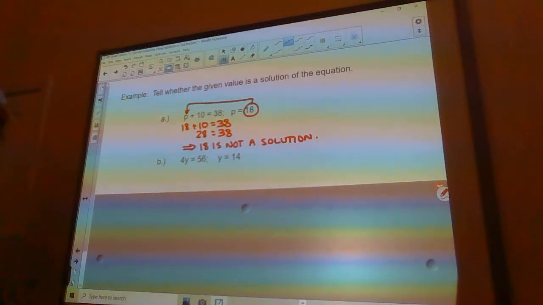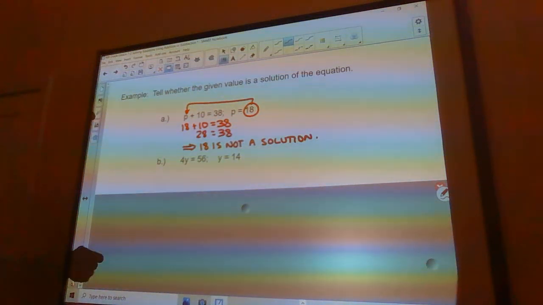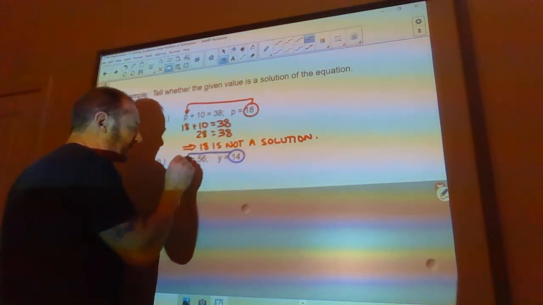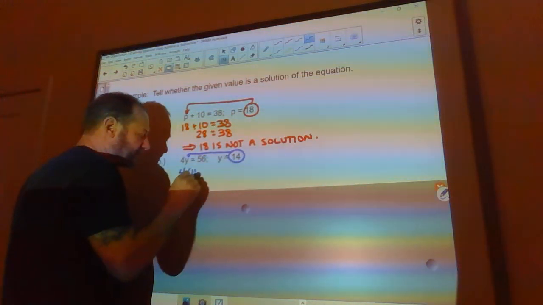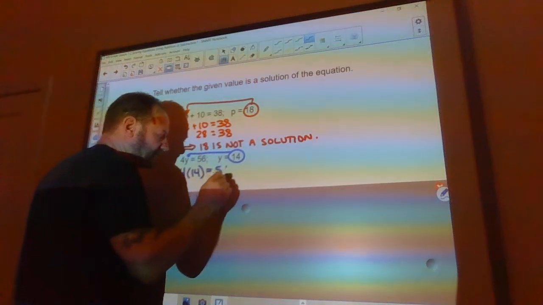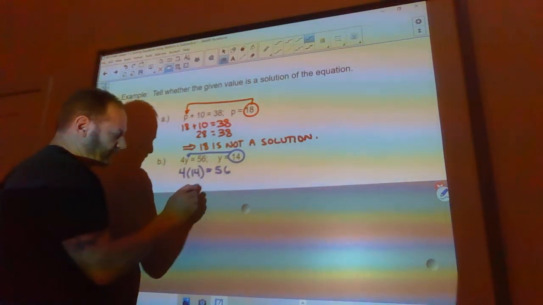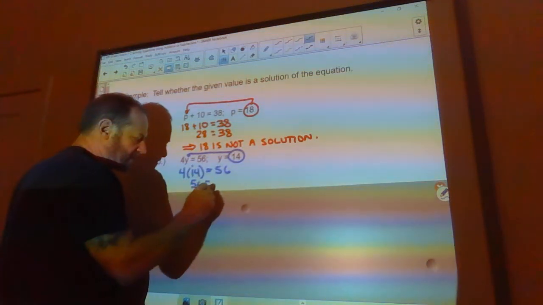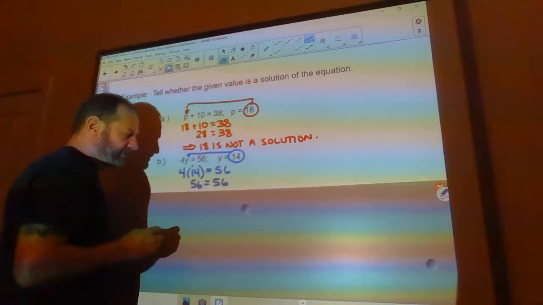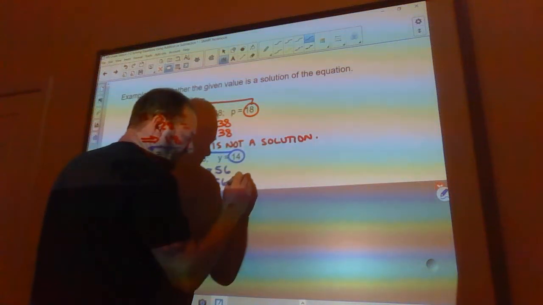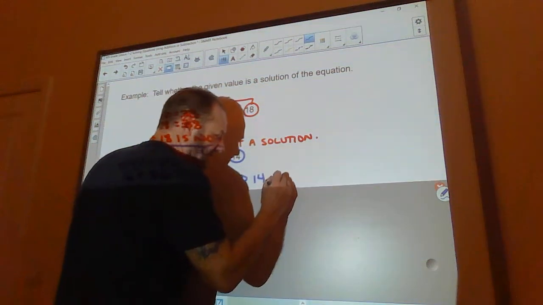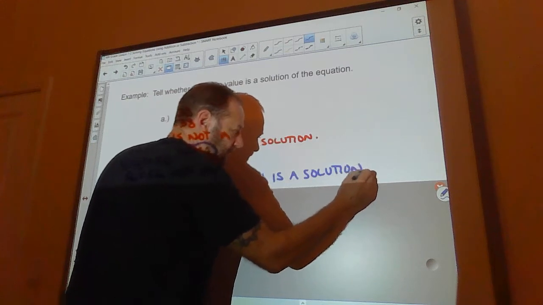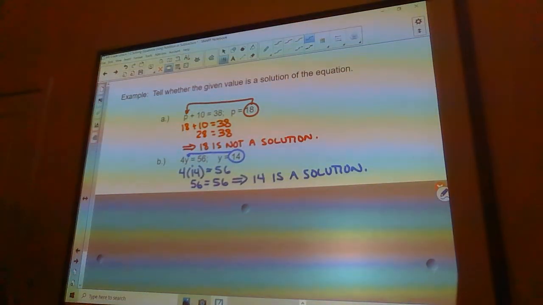Okay, so 4 times y is 56, y is 14. So we're going to take 14 and plug it in here. 4 times 14 should equal 56. Well, 4 times 4 is 16. Carry my 1. 4 times 1 is 4 plus 1 is 5. So this says 56 equals 56. That's a true statement. This implies 14 is a solution. And you're done.